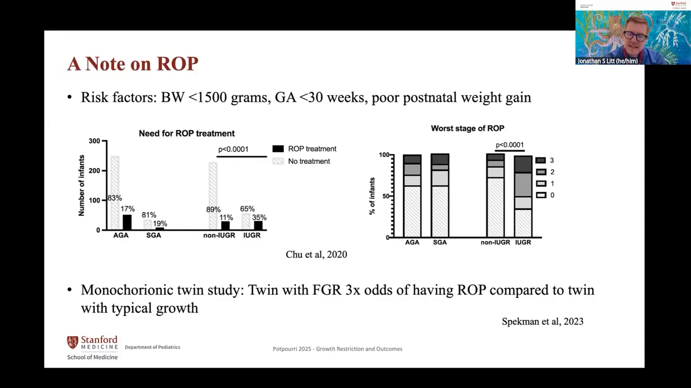Interestingly, there certainly is a relationship between being growth restricted and having ROP, needing ROP treatment, and having the worse ROP disease compared to infants who are not growth restricted. From one study, which I also found quite interesting, among monochorionic twins, the twin who was growth restricted actually had 3 times the odds of having ROP compared to their normally grown twin.